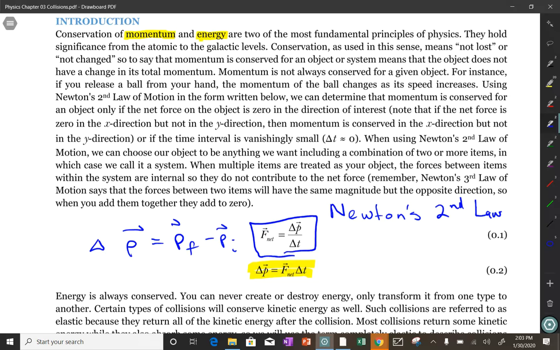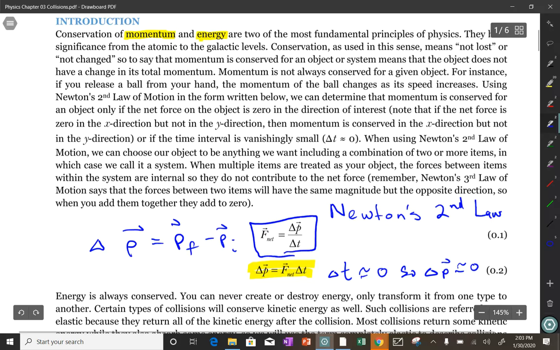So momentum would be conserved. Conserved means it doesn't change, or delta P is 0, if either the net force is 0 or the time is 0. And so our collisions occur in a very short time frame. And so we approximate that delta T is approximately equal to 0. So delta P is approximately equal to 0 during the collision. Not before the collision, not after the collision. So in our lab today, we're going to be very careful to only look at the momentum just before they collide and just after they collide.